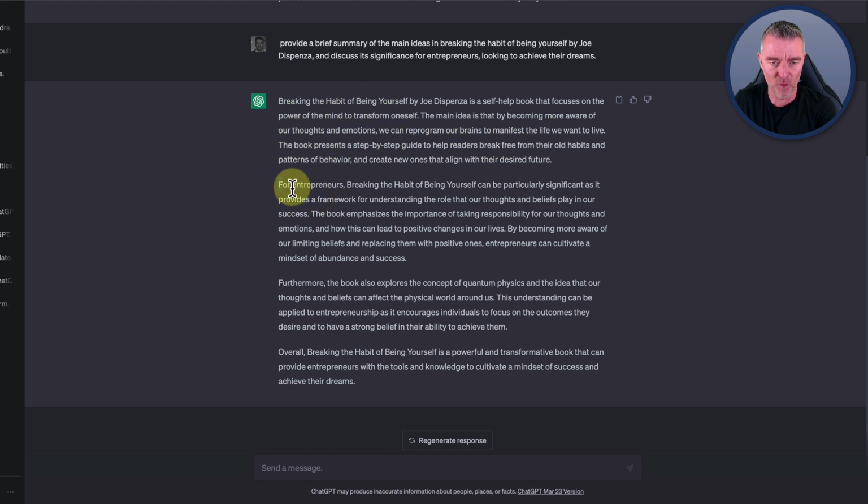Now it's got entrepreneurs. So Breaking the Habit of Being Yourself can be particularly significant as it provides a framework for understanding the role that our thoughts and beliefs play in success. The book emphasizes the importance of taking responsibility for our thoughts and emotions and how this can lead to positive changes in our life. So this is quite a good breakdown there. That was with us just basically improving it a little bit.